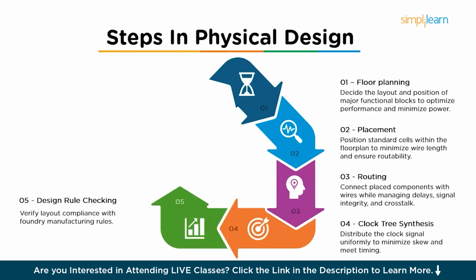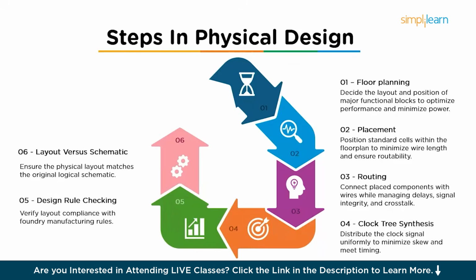Then comes design rule checking. Design rule checking is the process of verifying that the physical layout complies with the manufacturing rules of the foundry that will produce the chip. These rules ensure that the layout is manufacturable and that there are no issues that could cause defects during fabrication, such as improperly spaced layers or wires.